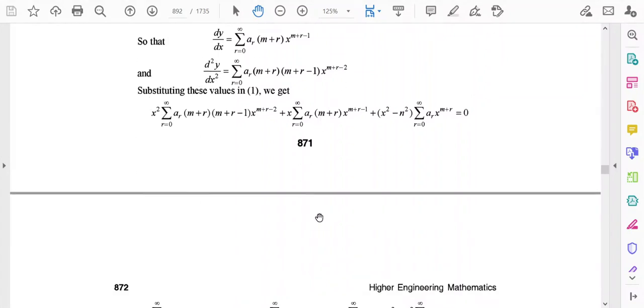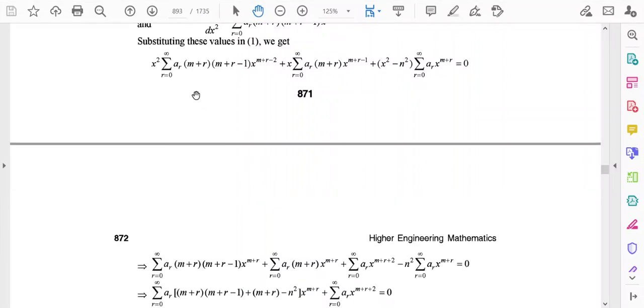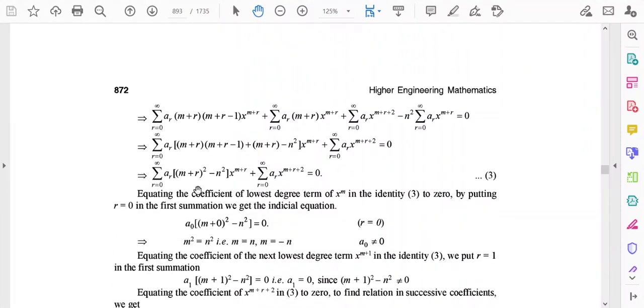After substituting we have this equation. Then we will simplify it. After simplification we obtain the summation of ar ((m plus r) whole square minus n square) x to the power m plus r, plus the summation of ar x to the power m plus r plus 2, is equal to 0. This is equation 3. Now we have to solve equation 3 with the method that we have already discussed earlier in the lectures on series solution.